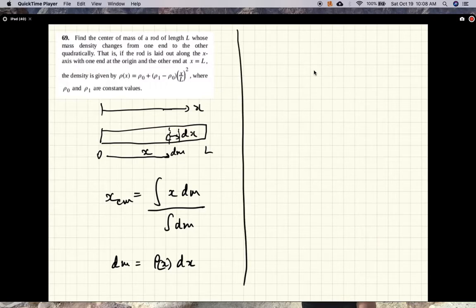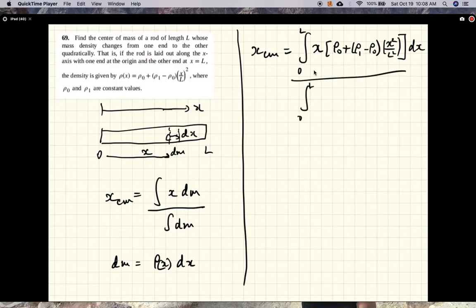All right, so let's put all that in. So x center of mass is the integral of x times the density, which is rho naught plus (rho 1 minus rho naught) x squared by L squared, dx, where the integral goes from 0 to L, divided by the integral from 0 to L of rho naught plus (rho 1 minus rho naught) x squared over L squared, dx. All right, so let me do the denominator first.